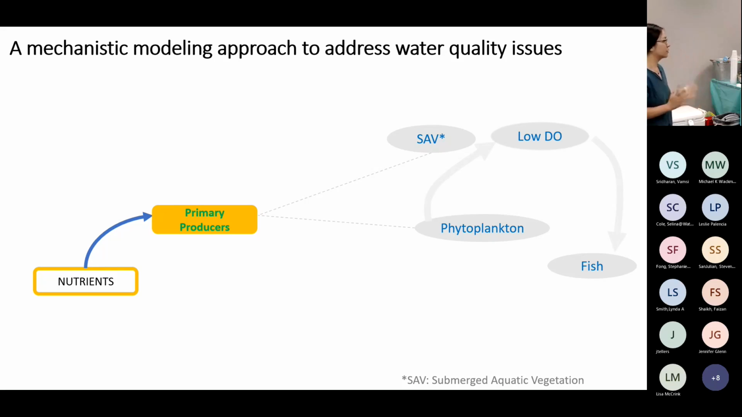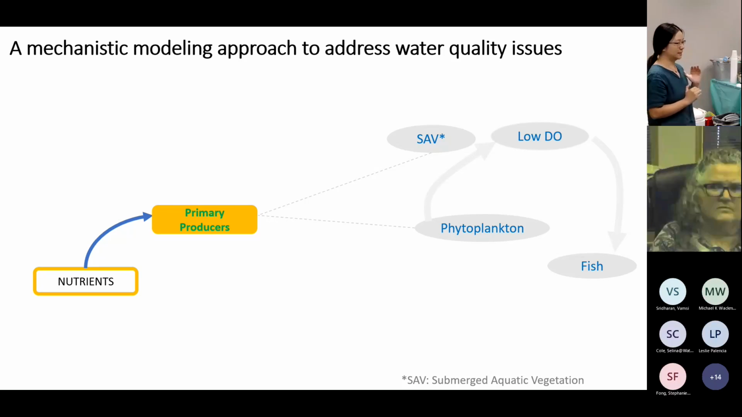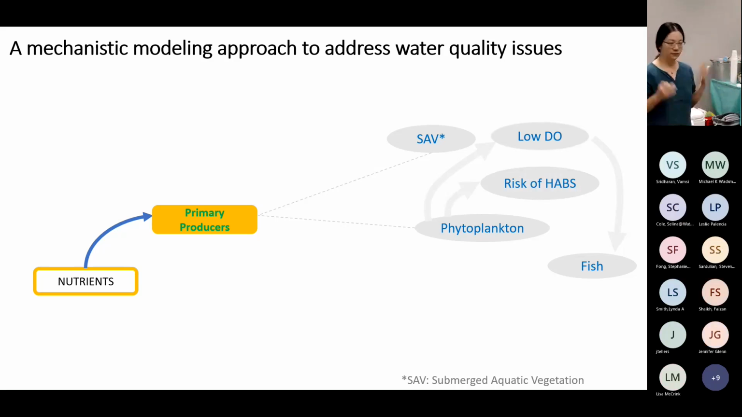Another thing is the cyanobacteria we talked about this morning, which is the main concerning type of harmful algae in the system. Harmful algae can produce toxins, which can also result in mortality of the fish and other kinds of health-related issues.